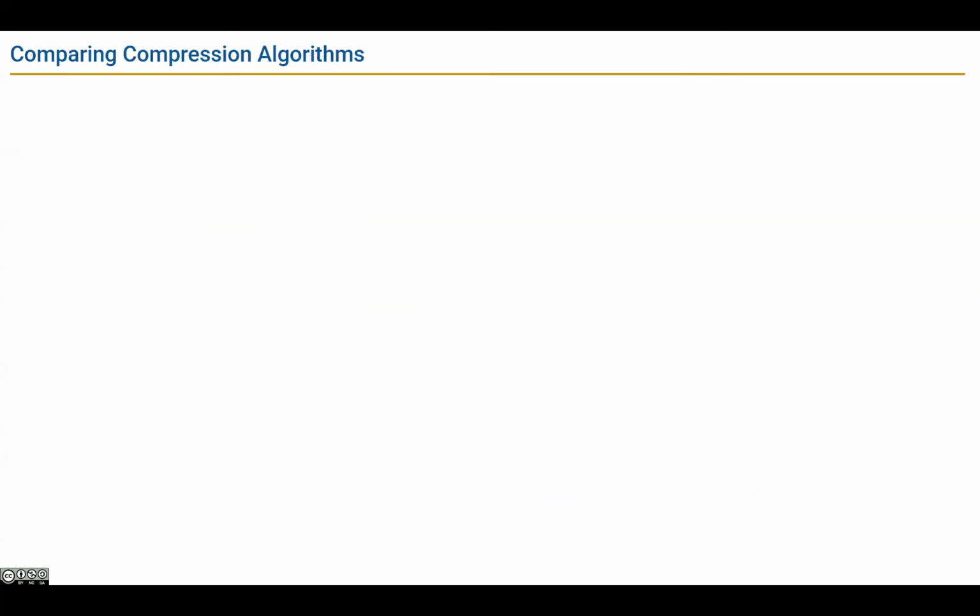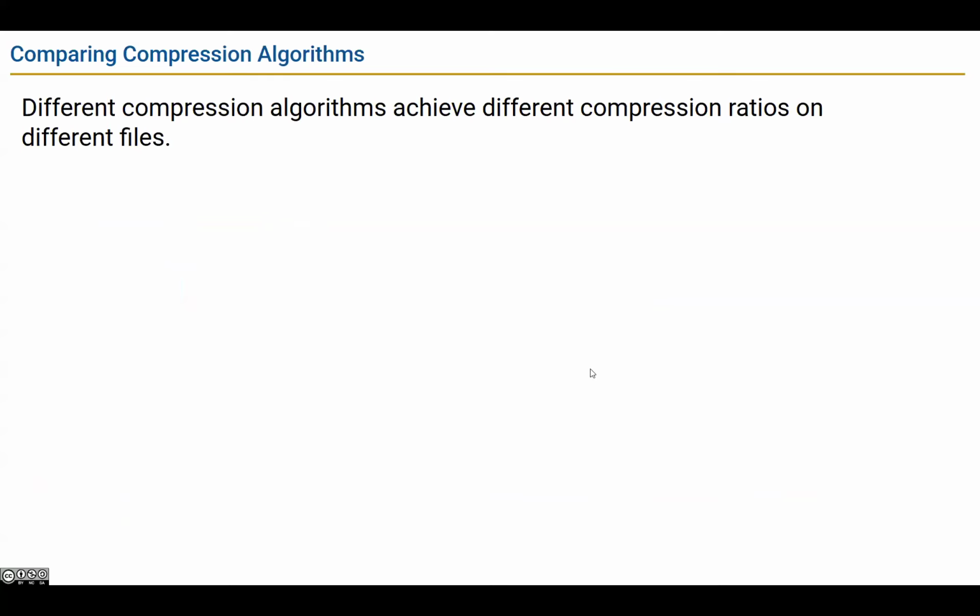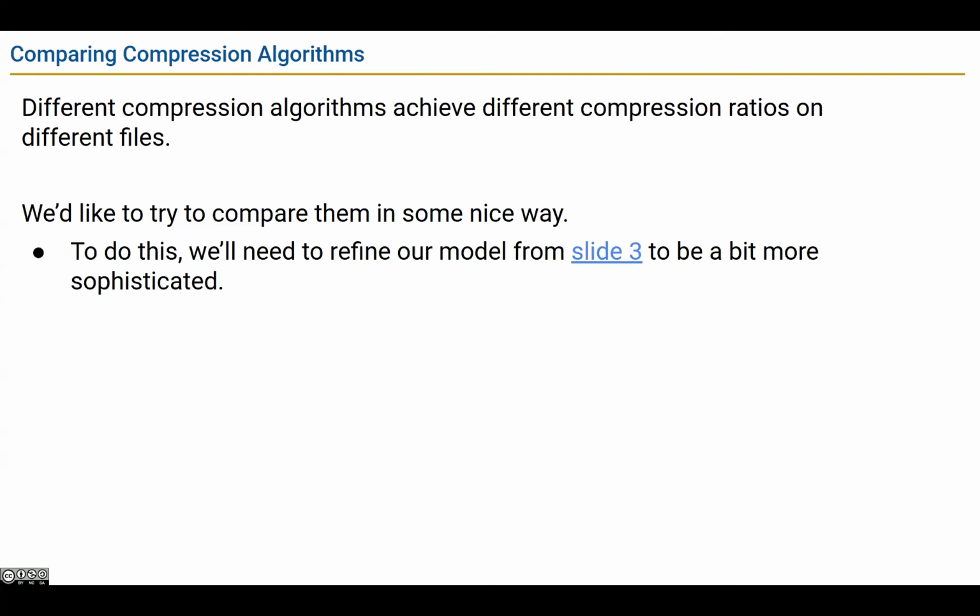And there's actually a good reason why. Different compression algorithms are going to achieve different compression rates on different files. We'd like to compare these in some way, but it's not really easy to say that every file can be compressed by 50% using this compression algorithm. In fact, that's actually impossible.